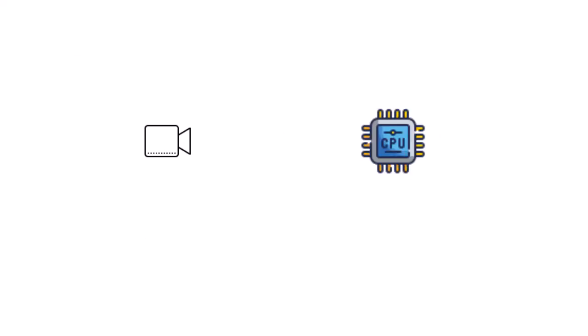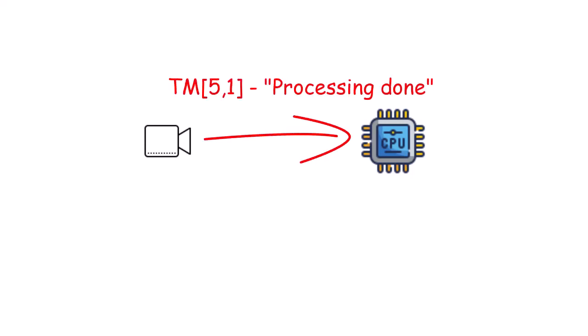So let's say that your payload finished processing image data and you want to notify the main onboard computer that the data is ready for downlink to the ground station. You can send TM51 report with a custom message, let's say code 5, my data are ready, start the downlink.